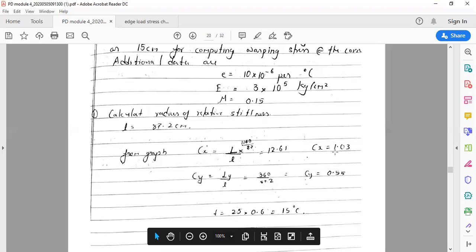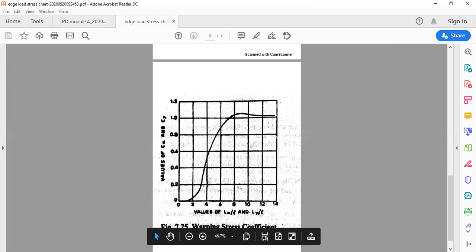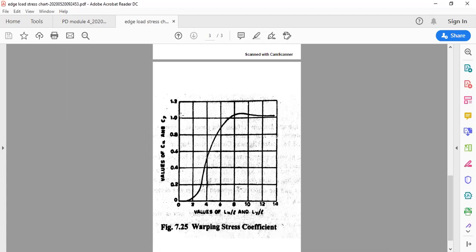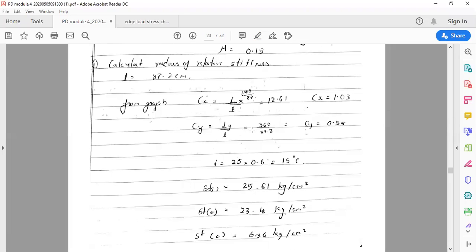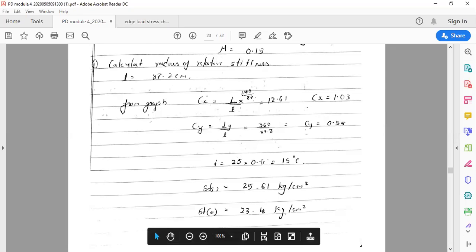So from this chart I get the Cx and Cy values. The Cx value I got is 1.03. I'll show how it came. 12.61, I cut here, and extend it to the y-axis. Somewhere here I get this value, which I adopted as the Cx value. Correspondingly, the Cy value will be calculated. I hope you got how to find Cx and Cy using the warping stress coefficient chart. Directly I have written the values over here.